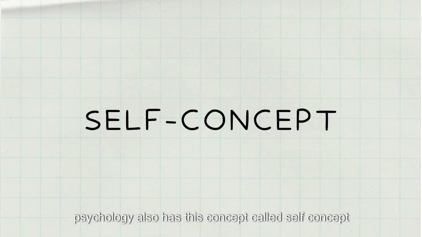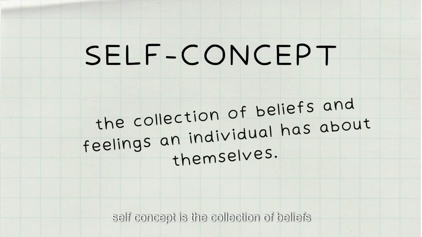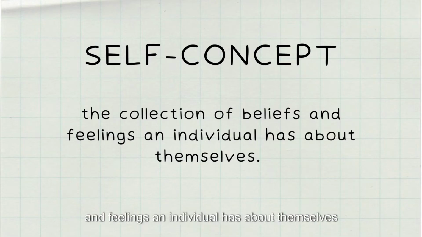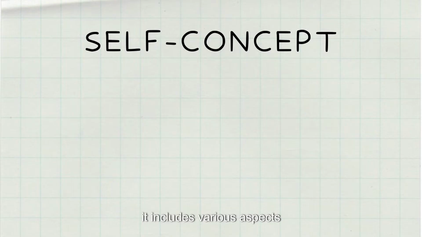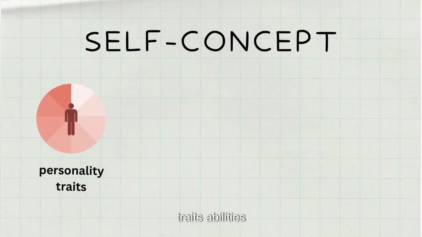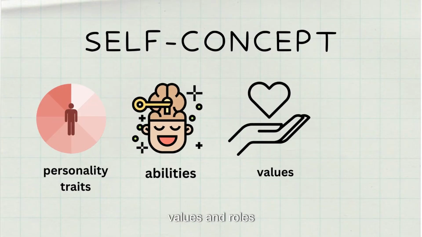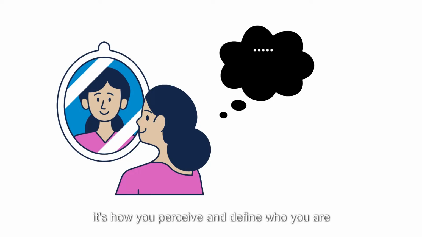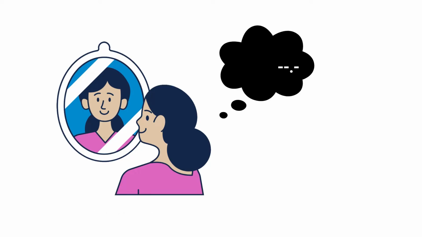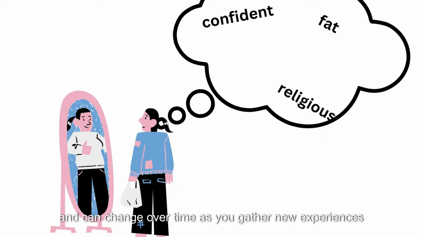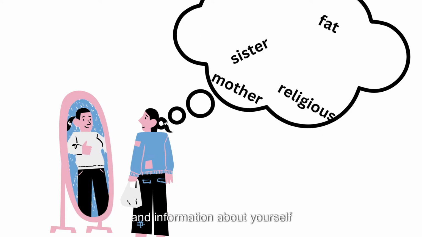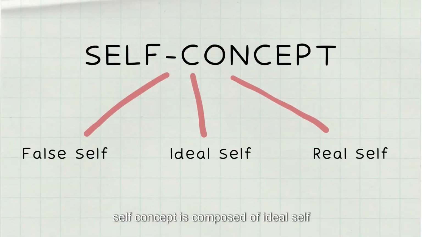Psychology also has this concept called self-concept in understanding the self. Self-concept is the collection of beliefs and feelings an individual has about themselves. It includes various aspects such as personality traits, abilities, values, and roles. It's how you perceive and define who you are. Self-concept is dynamic and can change over time as you gather new experiences and information about yourself. Self-concept is composed of ideal self, false self, and real self.